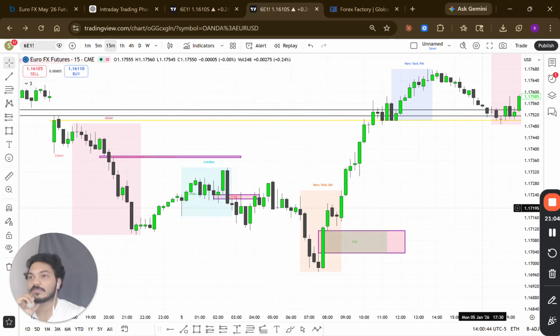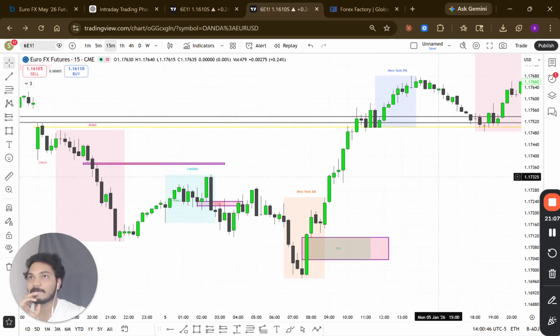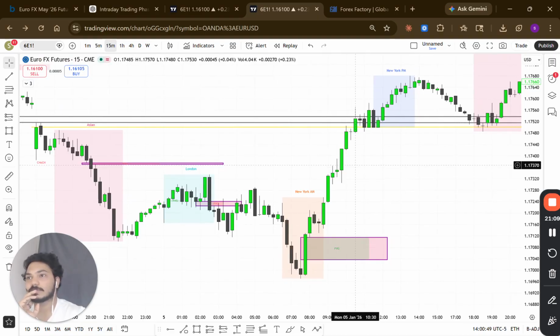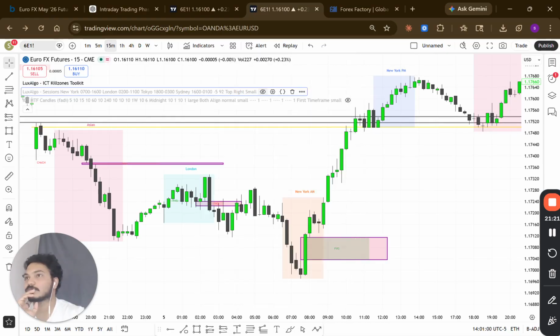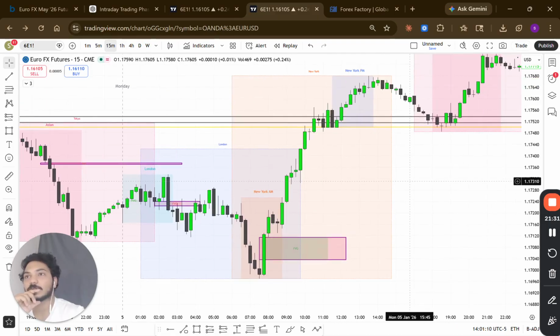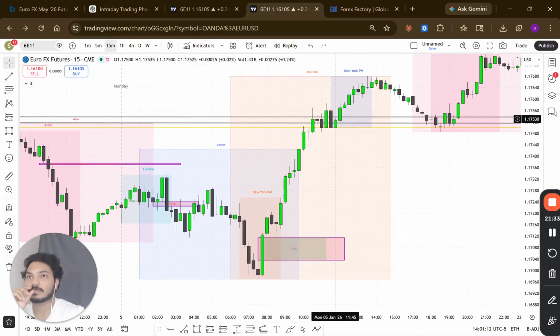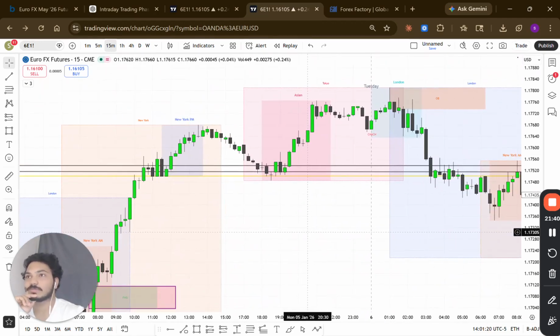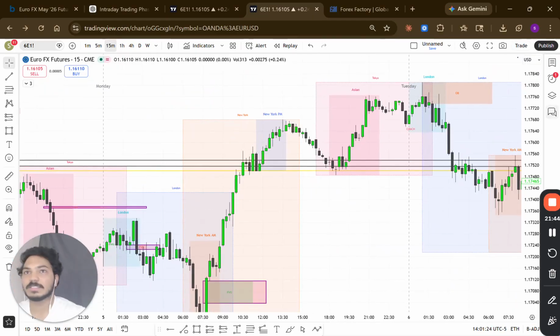That's definitely an institutional footprint in the New York AM session. And towards this is probably the London close, so they took out some, let me show it to you. So here they went on to consolidate towards the New York PM session, and the next day opens. Let's discuss this one as well.